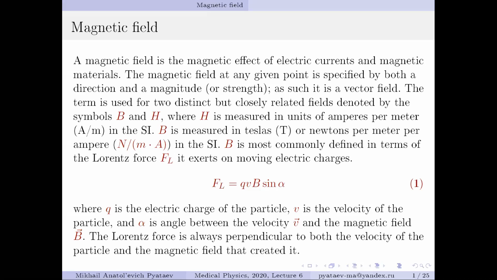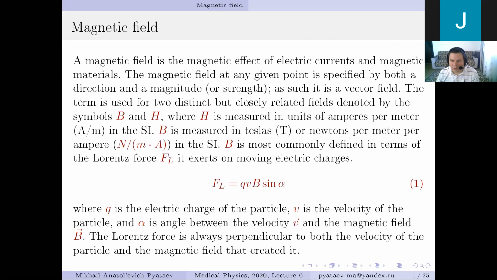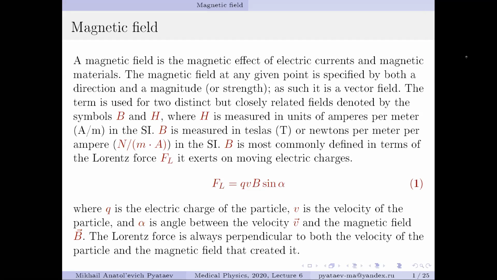What is the magnetic field? According to the modern concept, it is a part of the electromagnetic field, its manifestation which produces the force acting on moving objects. If we compare it to the electric field, which acts on any charged particle independently of its velocity, whether it is moving or not, the magnetic field acts only on those particles which are moving in space.